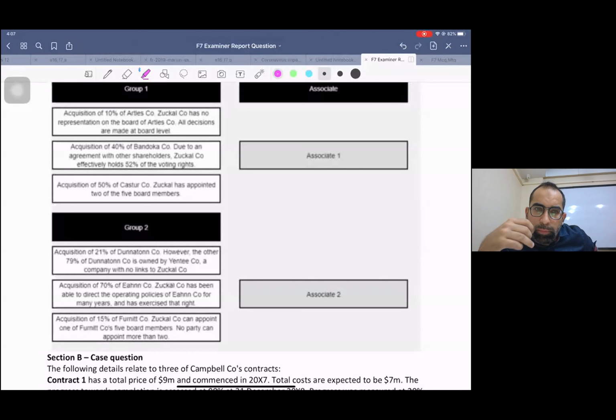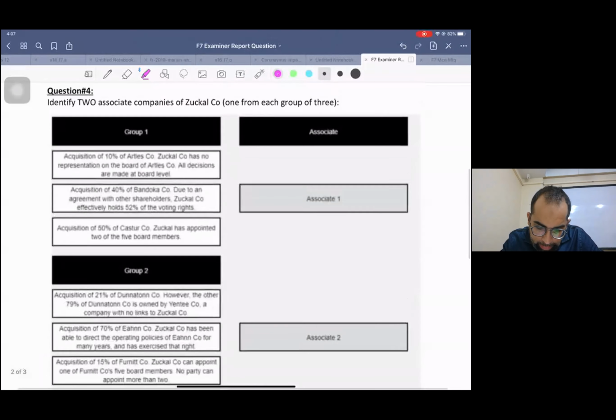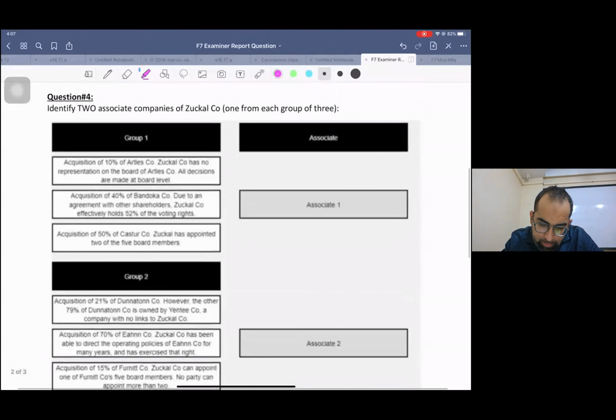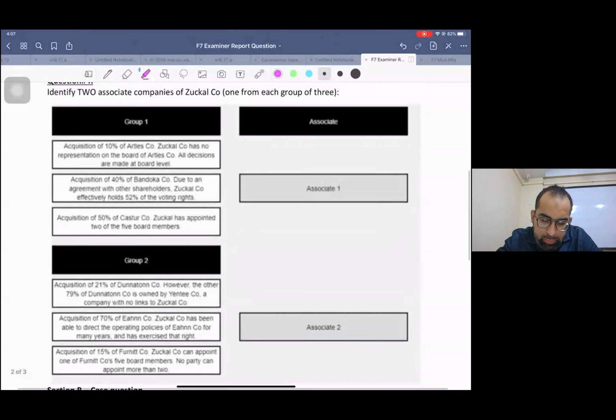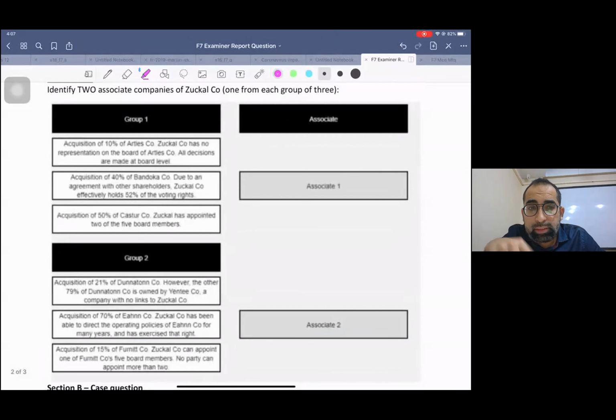Okay. Now, the first thing is group one, and the second one is group two. You just have to listen to the requirement and identify two associate companies. In the first group, there are three points. One is an associate, pick it up. In the second group, there are three points. One is an associate, pick it up.